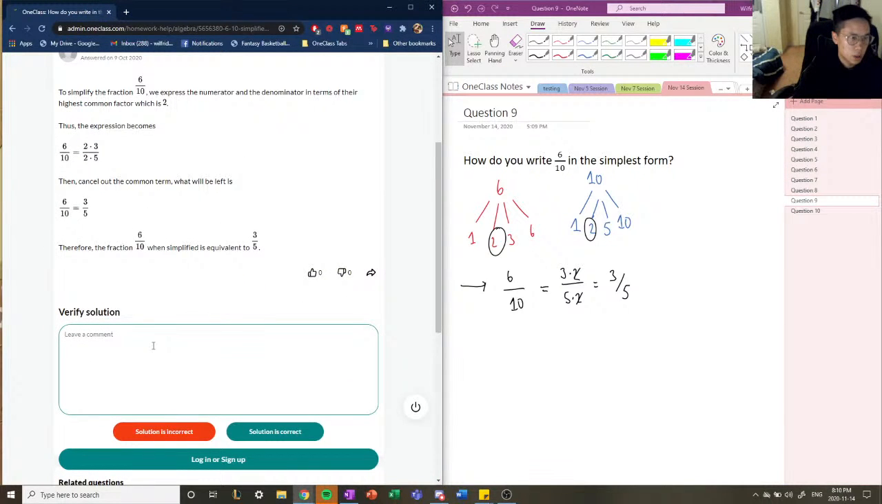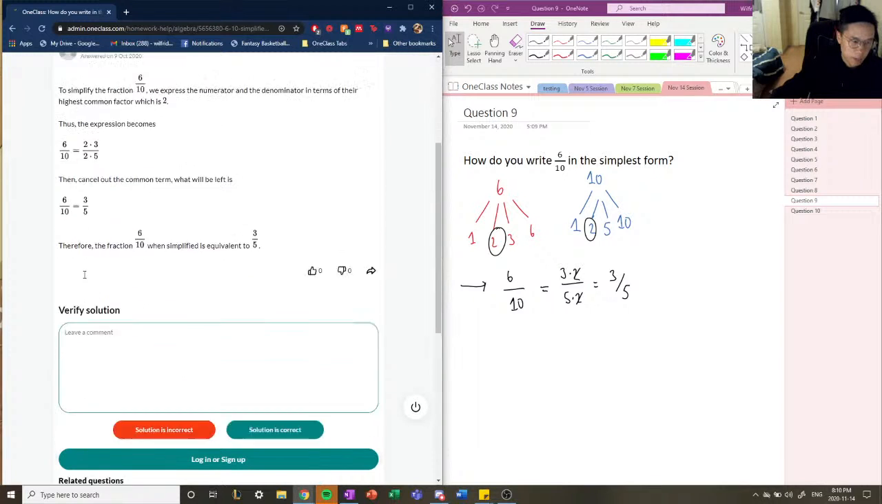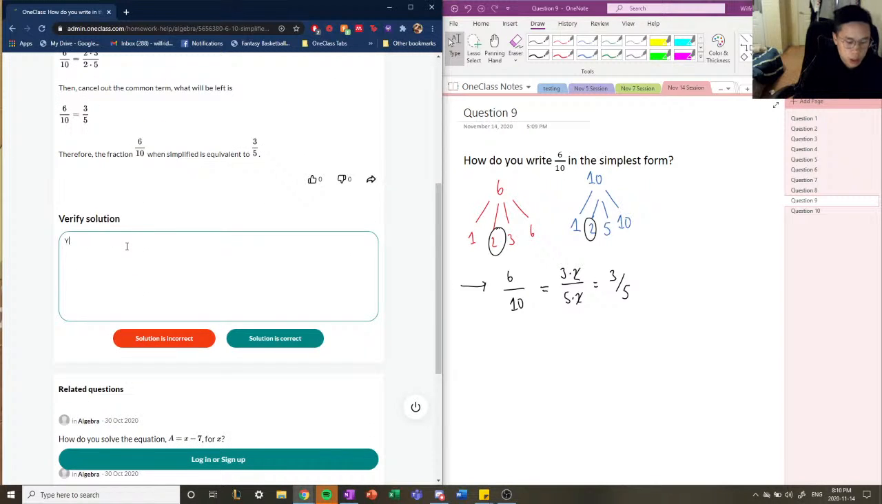And the junior tutor definitely got this correct. They found the factors of 6 and 10. They found that there's a common factor of 2. They canceled it out, and they're left with the most reduced form, which you cannot simplify anymore. So that's the simplest form. Cool.